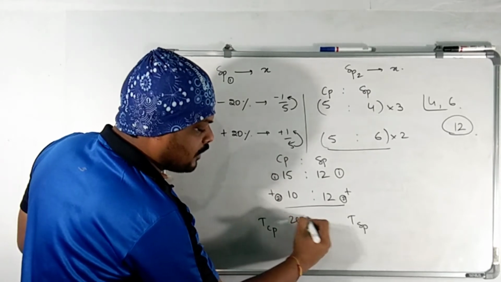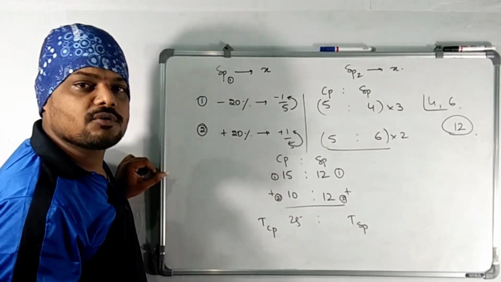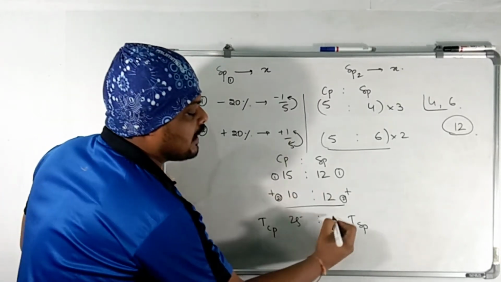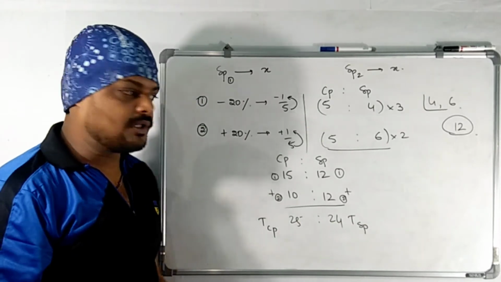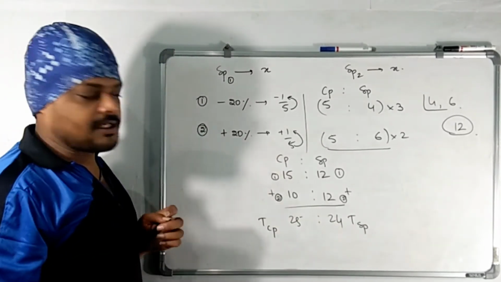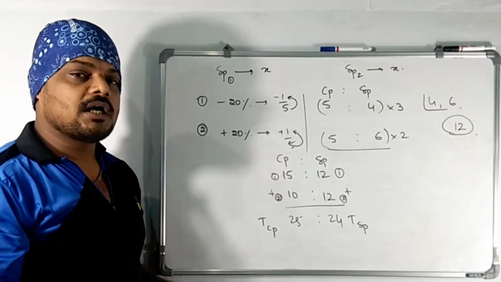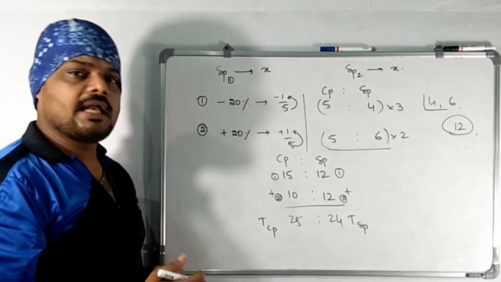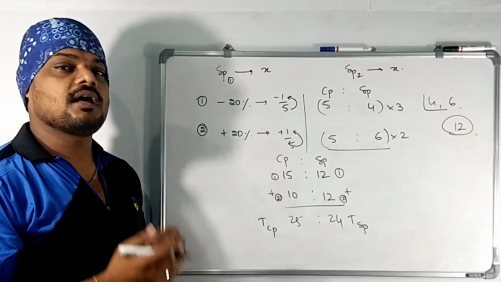Total cost price will be 25 units, and total selling price of both the articles will be 24 units. So here if you see the total cost price and total selling price, compare them. After comparing them, we can decide that it is a loss or it is a profit.